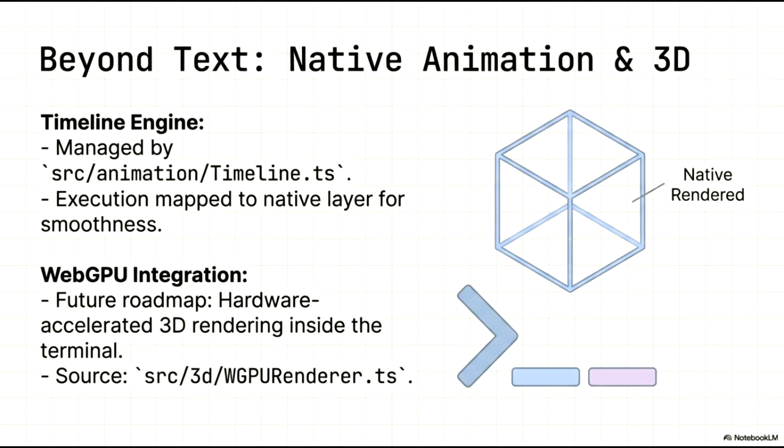Looking at our future roadmap, we are integrating WebGPU for hardware-accelerated 3D rendering inside the terminal. This implementation is located in src/3d/wgpurenderer.ts. As demonstrated by the native rendered element on the right, these advancements allow us to bring sophisticated visual depth to what was previously a text-only environment.